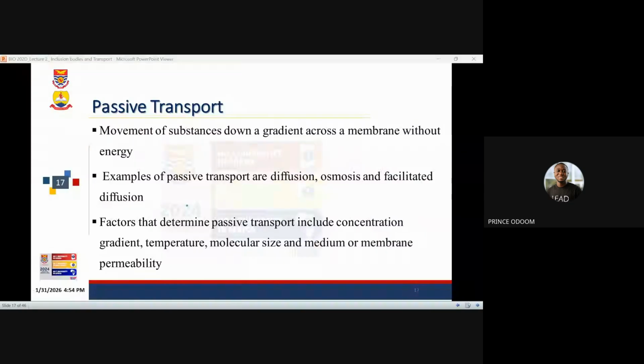Enoch, your hand is up. Or is it a legacy hand? Yes, sir, it's a legacy one, I will remove it. Okay, thank you. It means that it is past. Yes, hello, sir.